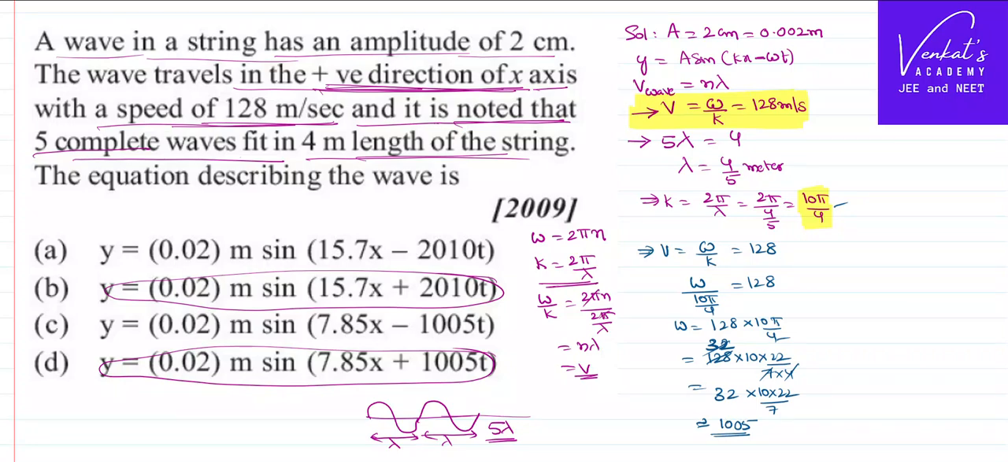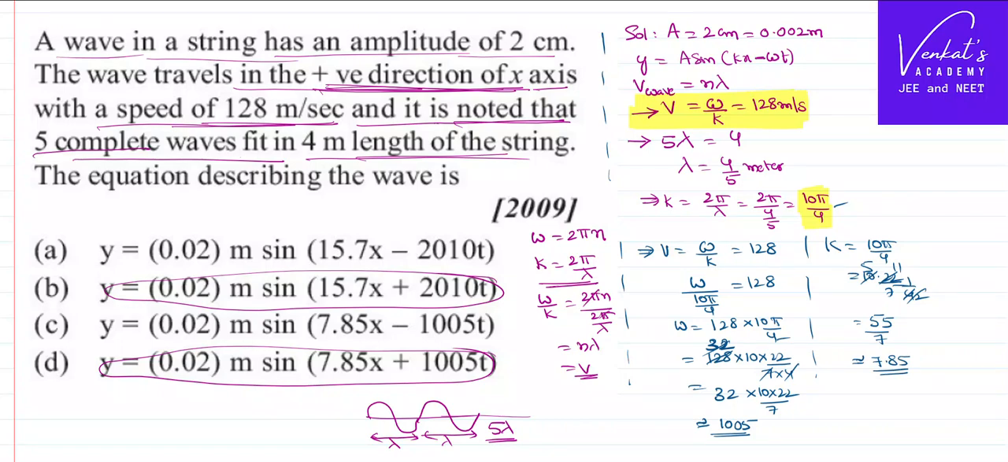You can also calculate the value of k. The k value, you have found, is 10 pi by 4, that is 10, pi is 22 by 7, and by 4 is also there. So you can simplify this further: 2 fives, 2 twos, and 2 elevens, that is equal to 55 by 7. If you calculate that 55 by 7, that becomes 7.85 approximately.